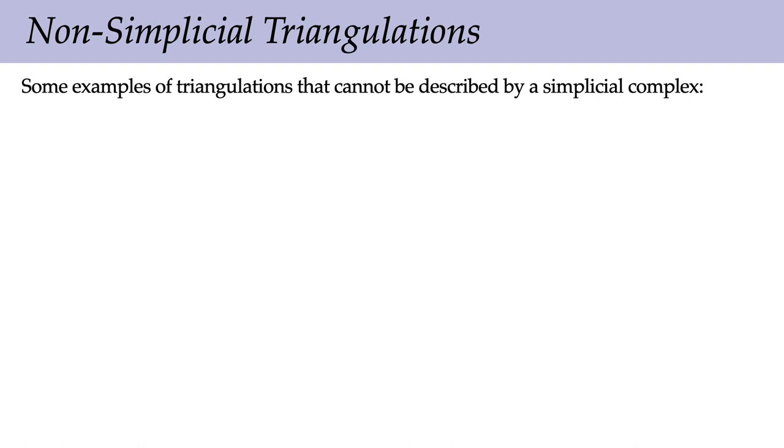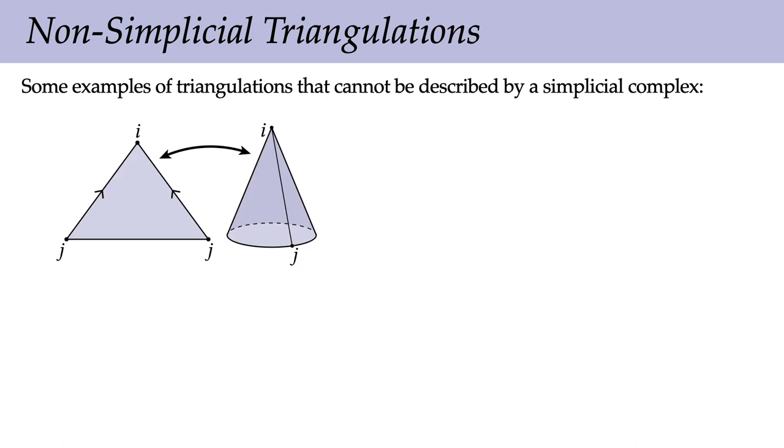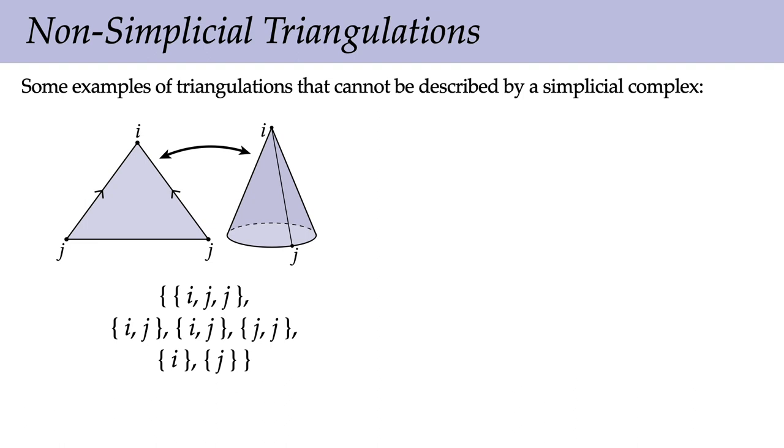So here are a couple examples of triangulations that can't be described by a simplicial complex. Something that sounds pretty reasonable topologically is we want to take a triangle and glue it to itself along an edge, right? So this equilateral triangle now becomes topologically this cone. Well, if I were to try to write this out as a simplicial complex, I'd have something like this, right? I'd have a triangle IJJ, and then I'd have three edges IJ, IJ, JJ, and then two vertices I and J. Well, the problem is, for one thing, I've repeated vertices in this triangle at the top, and I've also repeated the same edge twice. Right? So this is not really something I can do with a simplicial complex.